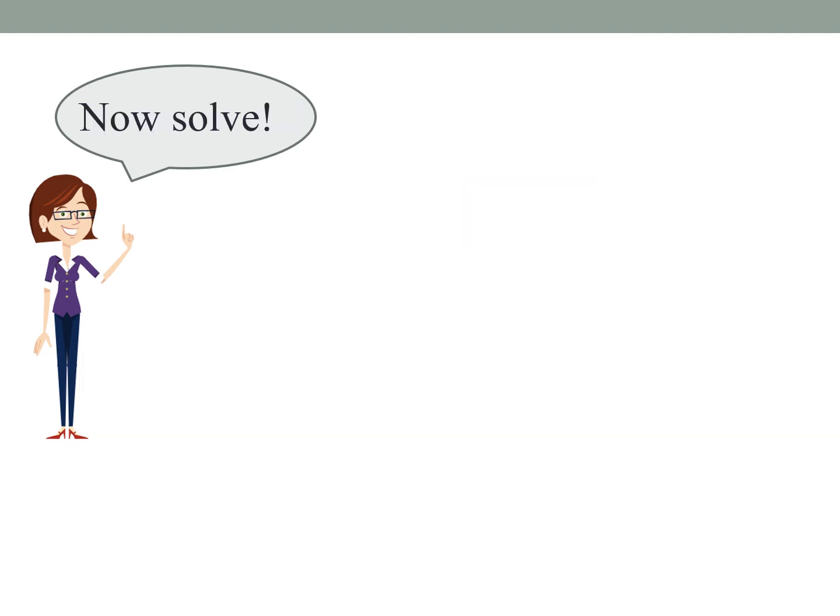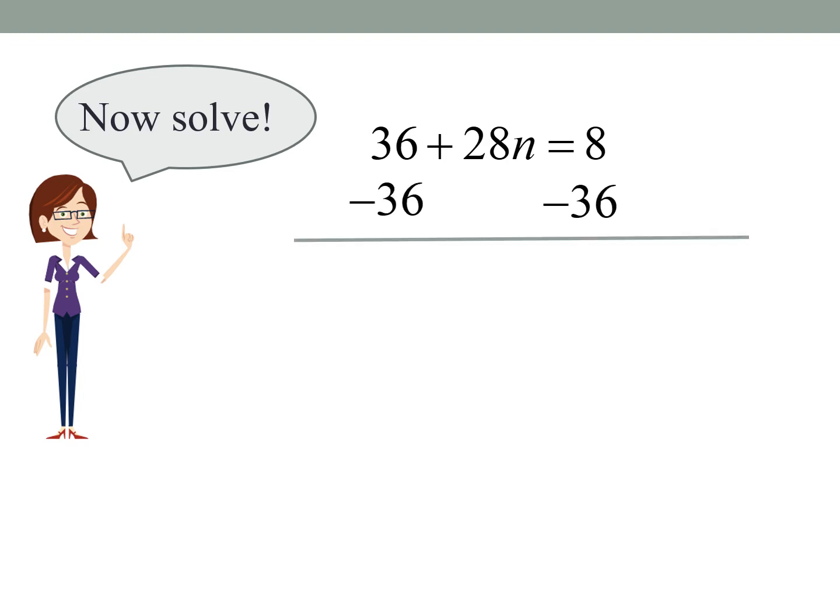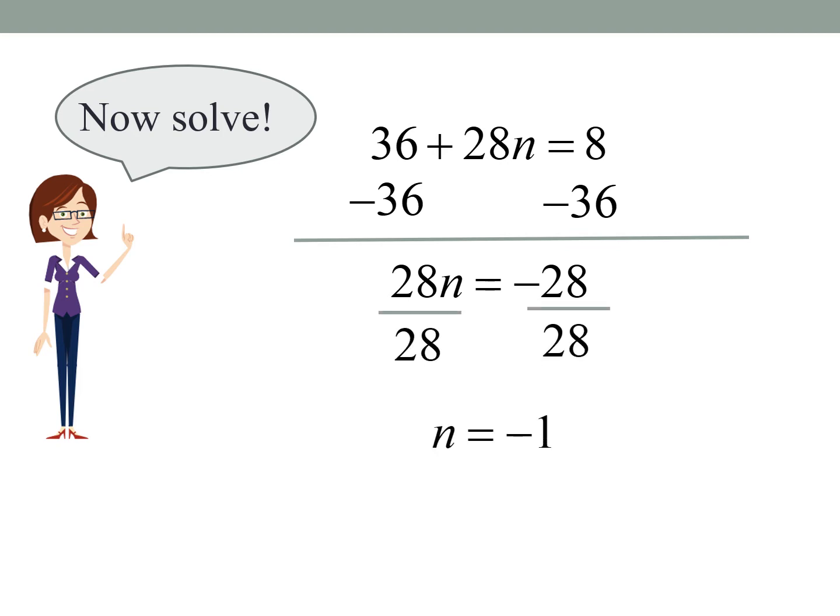Now my last step is simply to solve the equation. I have 36 here and an 8 over on the right side, so I'm going to subtract 36 from both sides of my equation. And I'll have 28n equals negative 28. Now I have multiplication between the 28 and the n, so I'm going to undo multiplication by doing division. So I'm going to divide both sides of the equation by 28, and I'll have n equals negative 1.